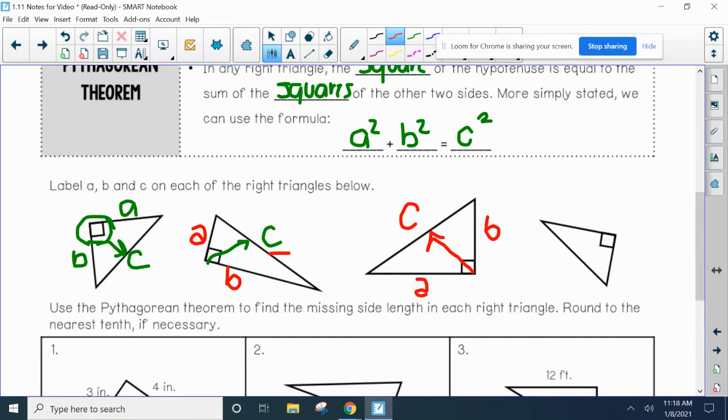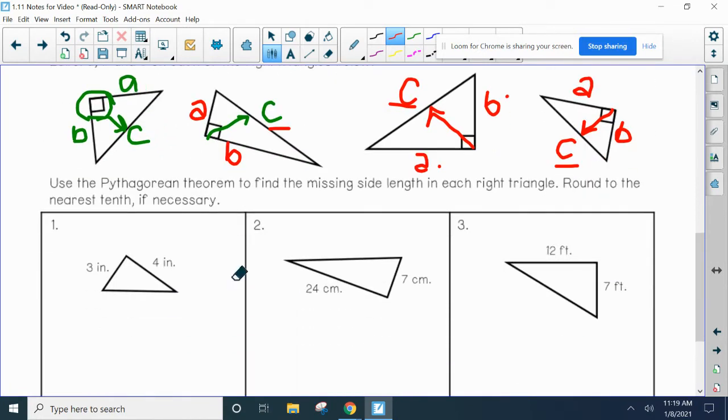It doesn't matter if you had your A and B different, if you had your B here or your A here, as long as the C is here. And then one more time, same thing. Across from our right angle is our C. That one has to be there. And then you could have put A here or B here, and then B here or A here.